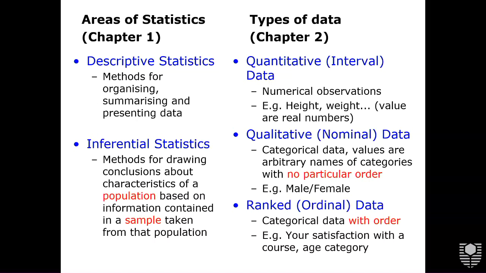The third type of data we have here is ranked or ordinal data. This is very important in marketing studies. By the way, in accounting, most probably we use descriptive as the first one.